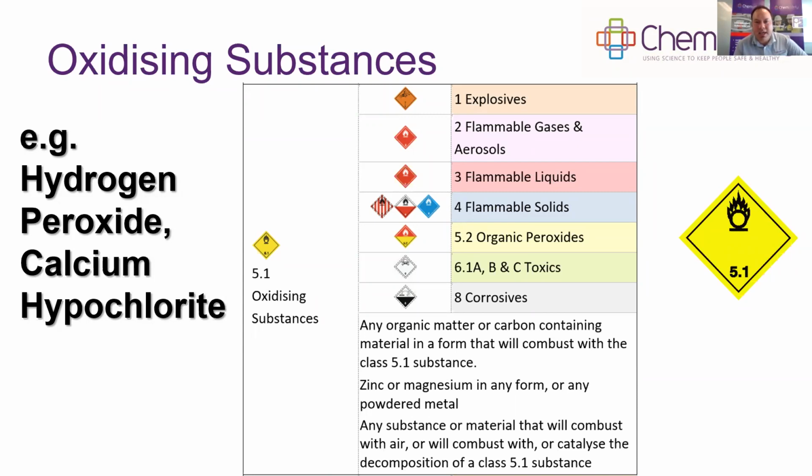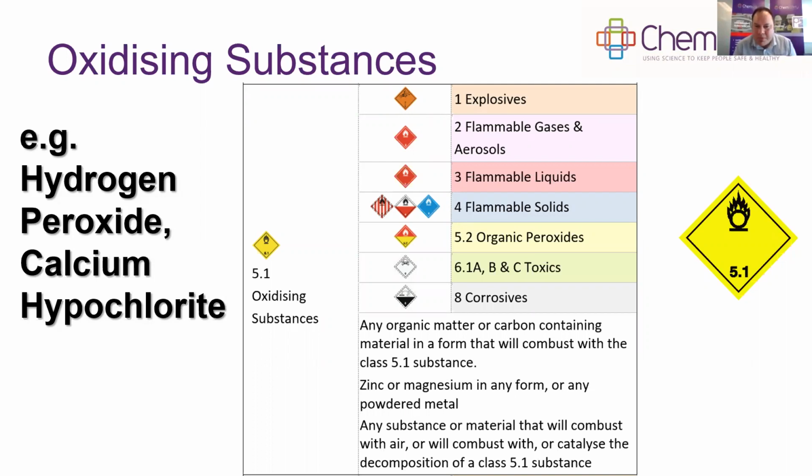As you can see there, again, most of those classes, including explosives, gases and aerosols, flammable liquids, flammable solids, the organic peroxides, and now we're seeing that it's also incompatible with class 6.1A, B, and C toxic substances, and also incompatible with corrosives. It is also incompatible with organic matter or carbon-containing material in a form that will combust with the class 5 substance.